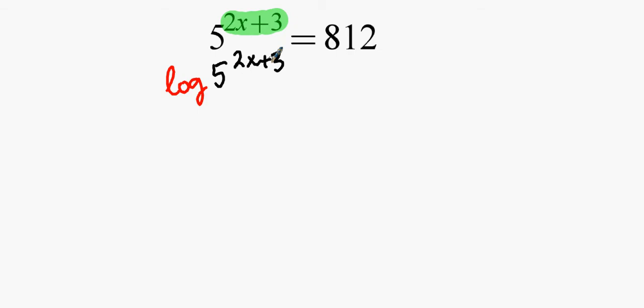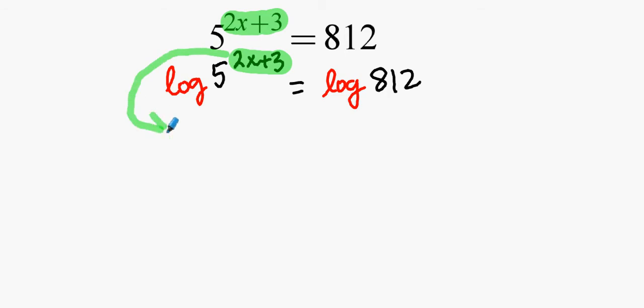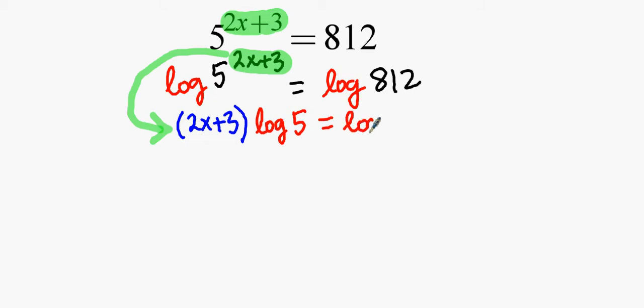So log 5 to the power of 2x plus 3 equals log of 812. Now, when I do this, by the rules of the log, I'm allowed to take the exponent, and in the next step, I can rewrite that exponent so it comes in front of the expression. So in my next move, I'm going to have that 2x plus 3 in front of log 5. So 2x plus 3 times log 5 equals log 812.